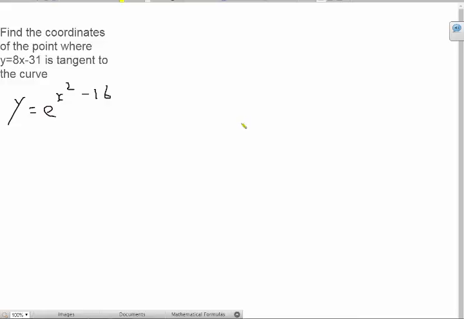Hi all, today we're going to be doing a very simple problem. The question states, find the coordinates of the point where y equals 8x minus 31 is tangent to the curve y equals e raised to x squared minus 16.